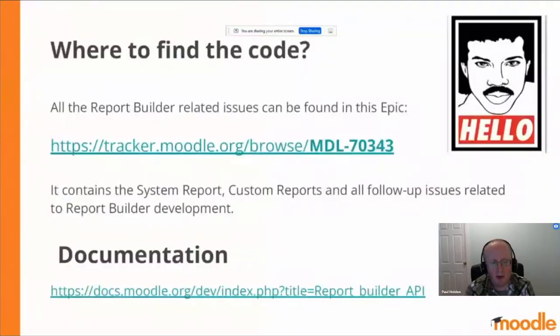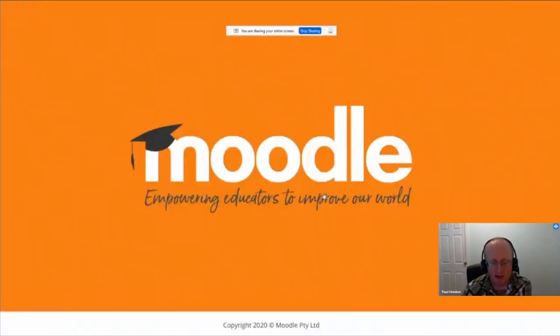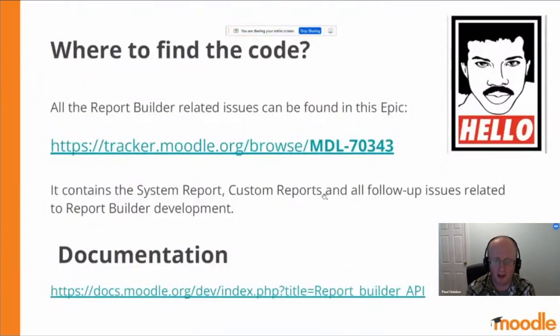When I talk about the work that we're doing, the issue here, 70343, is the epic that has been open for, must be over 12 months now, but all of the work that we have been doing and the work that's remaining for 4.0 is in there. So if you are interested to see what's left to do or upcoming issues, then that's worth looking at.